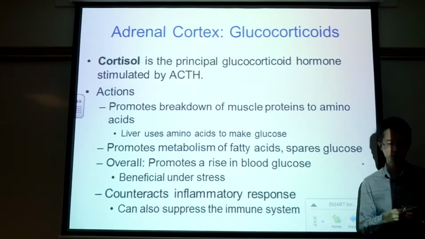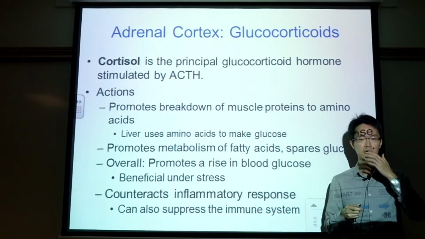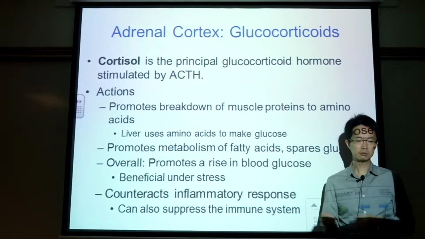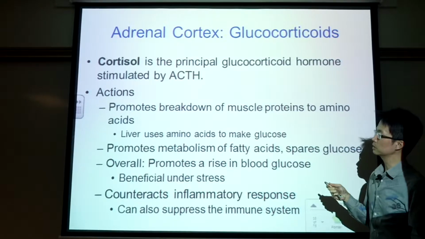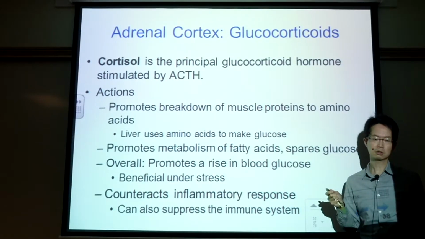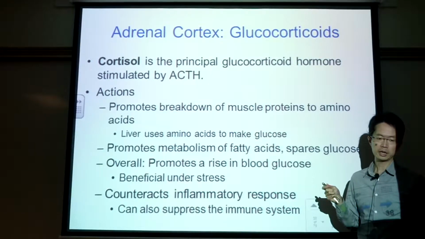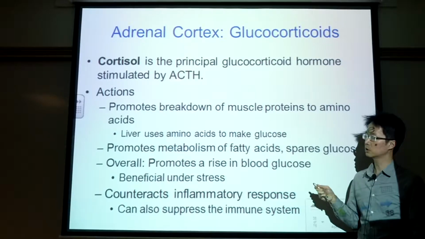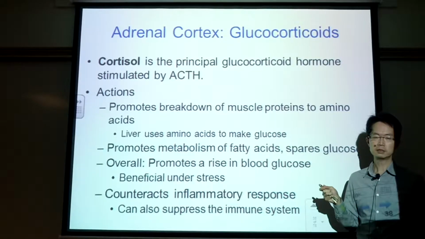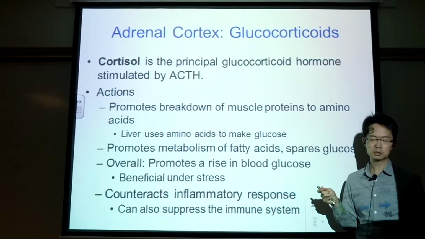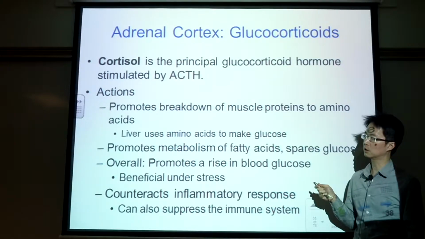Okay, the adrenal cortex will secrete a glucocorticoid. An example that we'll mostly focus on is cortisol. Cortisol is the major glucocorticoid hormone, and it is stimulated by ACTH. ACTH comes from the anterior pituitary. When ACTH binds to the adrenal cortex, the adrenal cortex will secrete cortisol.